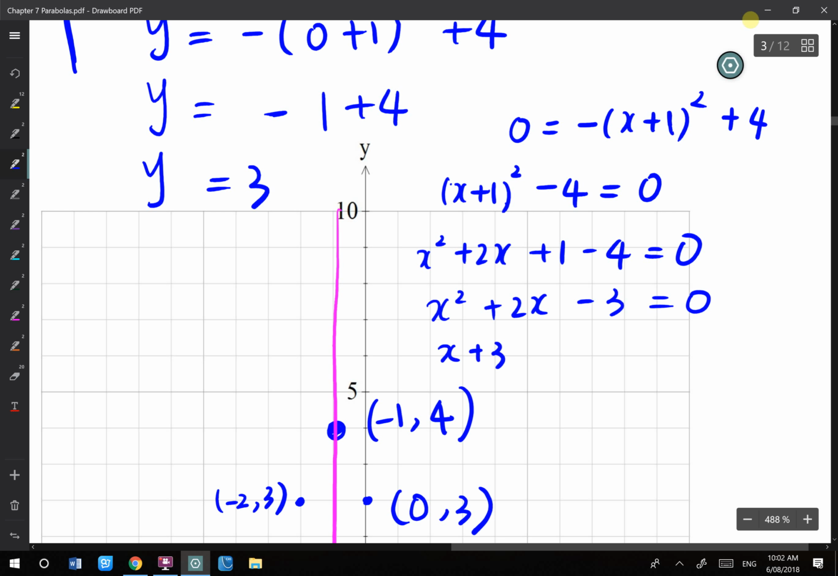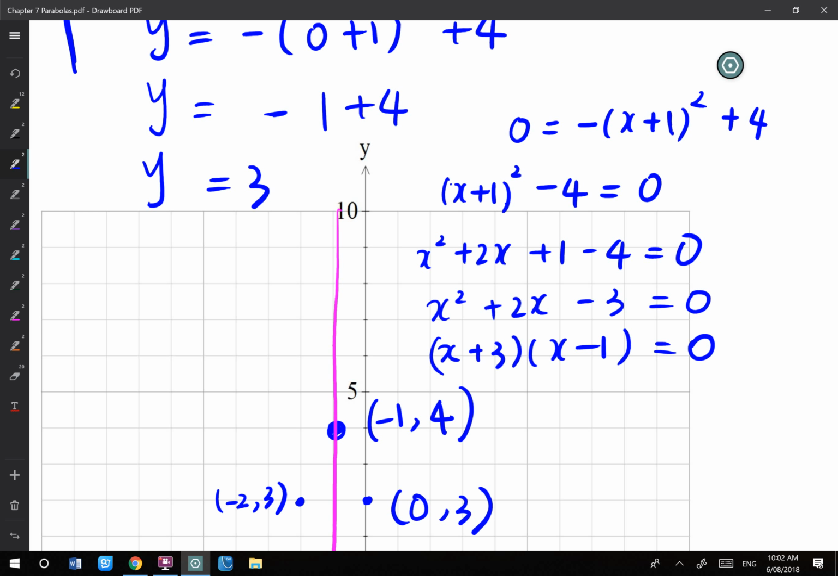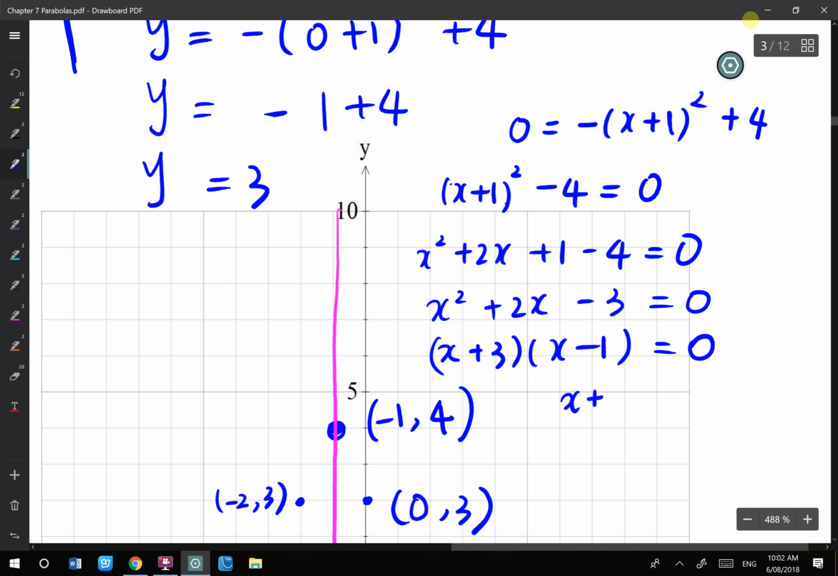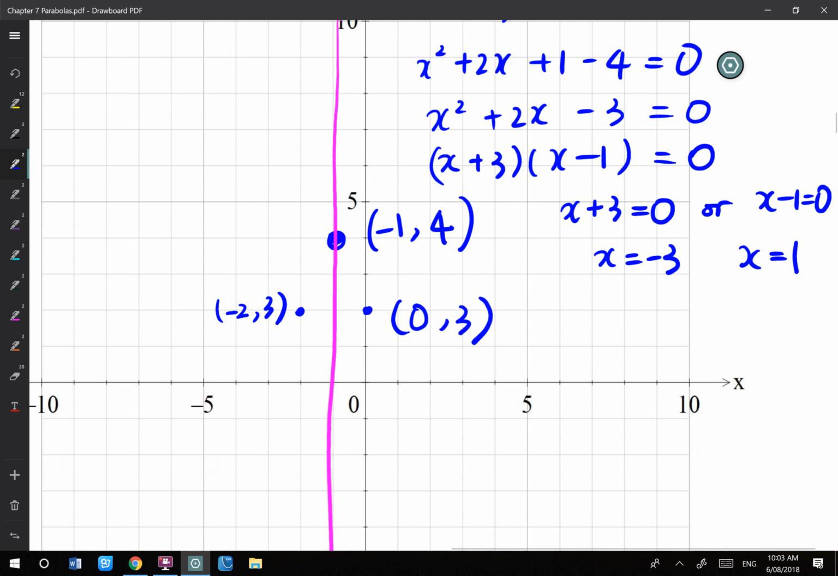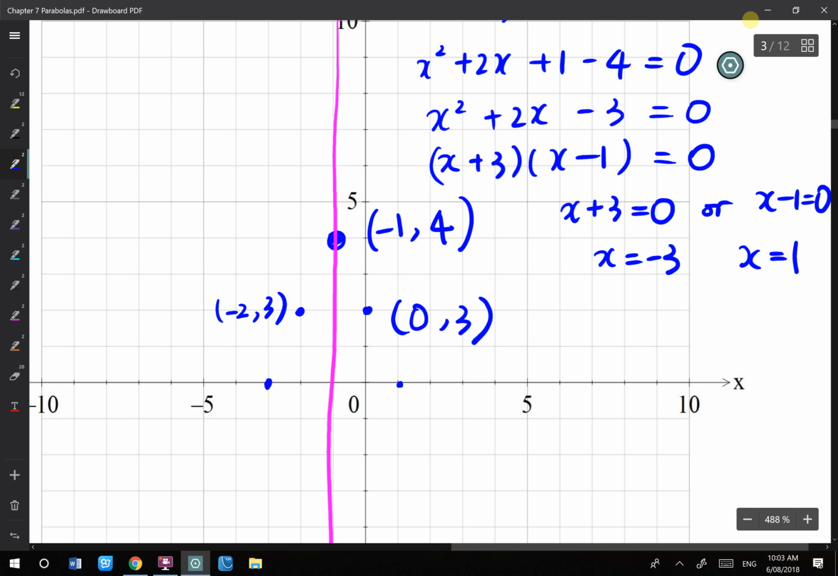So (x plus 3)(x minus 1) equals 0, if you do the cross multiply. x plus 3 equals 0 or x minus 1 equals 0. x is minus 3 or x is positive 1. So 1, 0 and negative 3, 0 are added as x-intercepts.